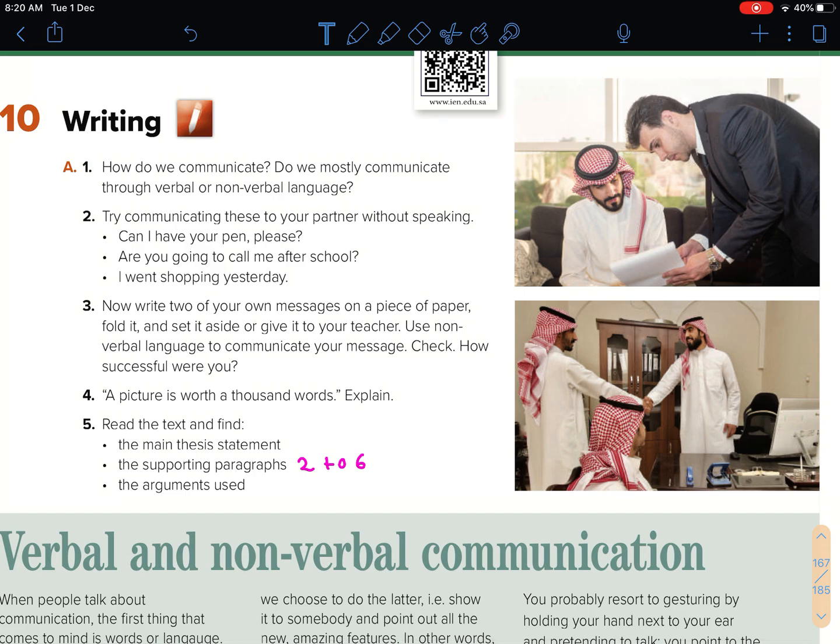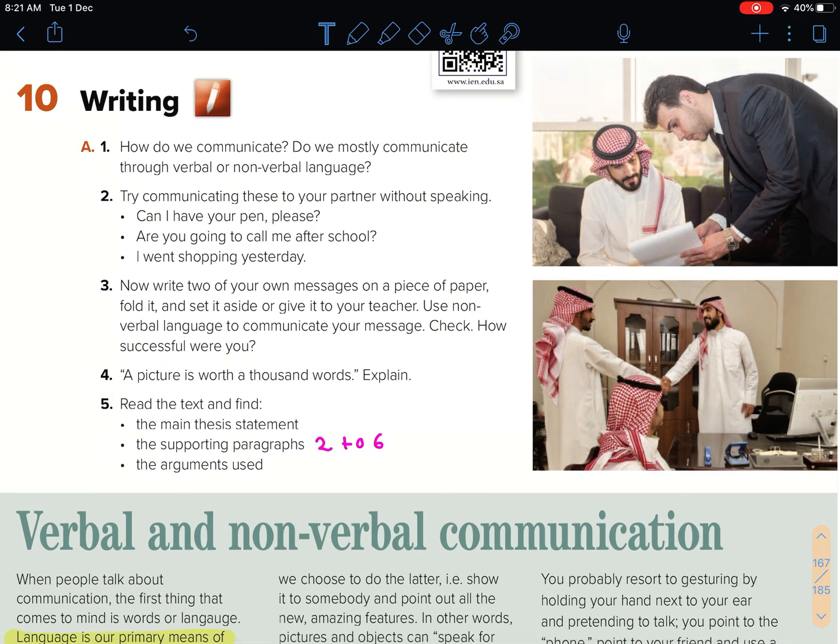Okay, so maybe you're thinking, what do we mean by the verbal language and non-verbal language? الverbal language اللي هي اللغة اللي نتكلم فيها, of course. Non-verbal probably يعني facial expression, تعابير الوجه, gesture, الإيماءات. This is what they mean by non-verbal language. Now here you are asked to try communicating these to your partner without speaking. Okay, في عندنا بعض الأشياء المطلوب منا إن احنا نتواصل مع زميلك في الصف، your partner بدون speaking, بدون التحدث.